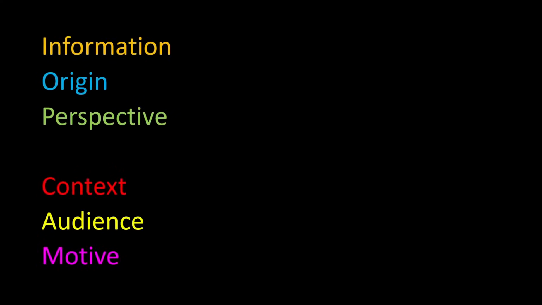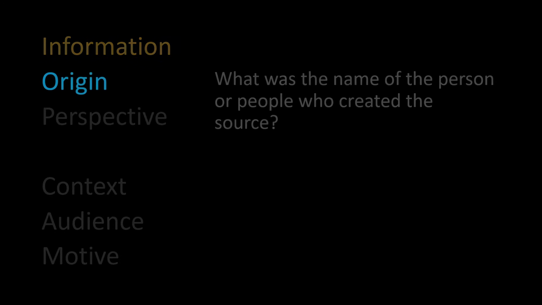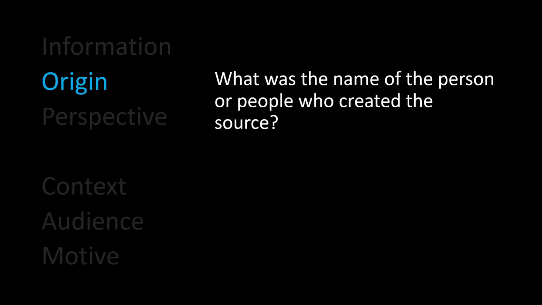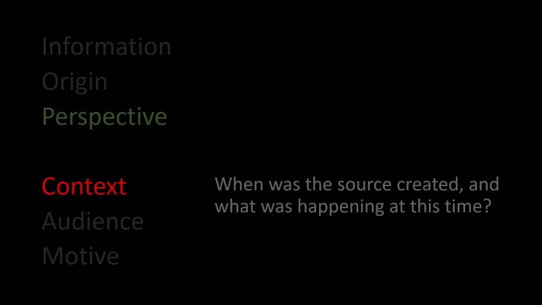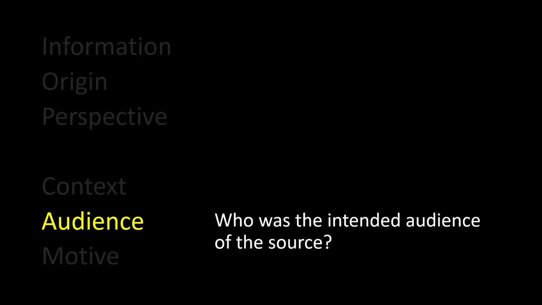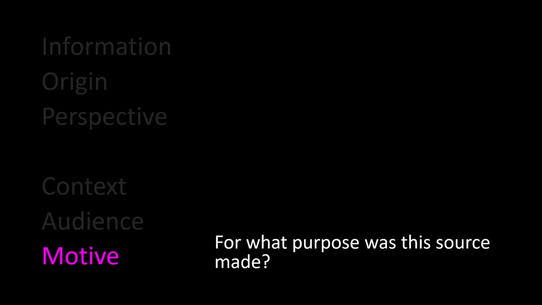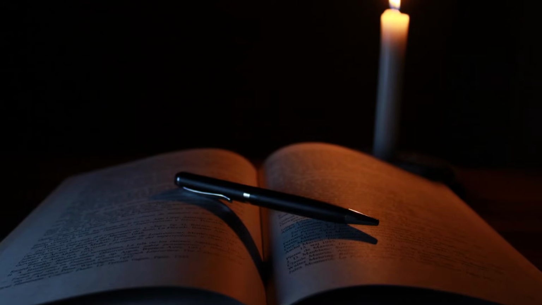In order to demonstrate a sufficient knowledge of the 6 analysis skills, you need to be able to answer the following 6 questions, one for each skill. Firstly, what information is stated in the source about the historical topic you're studying? Remember, a source can either explicitly state information or implicitly mention something. Secondly, what was the name of the person or people who created the source? Thirdly, from what perspective was the source created? Fourthly, when was the source created and what was happening at this time? Fifth, who was the intended audience of the source? And finally, for what purpose was this source made? Sometimes you may not be able to answer all of these questions, but you want to be able to complete as many as possible.